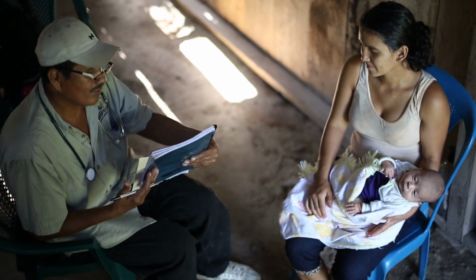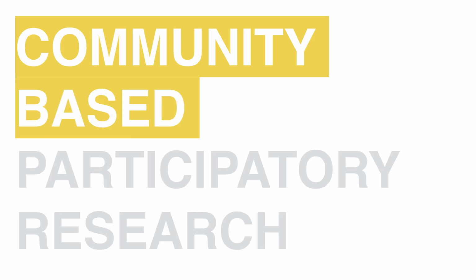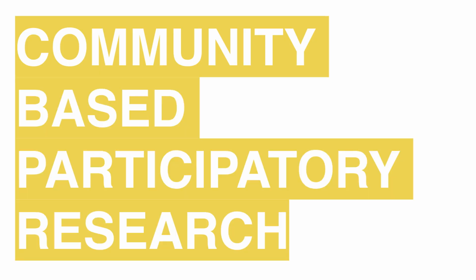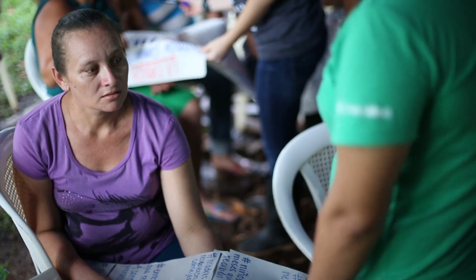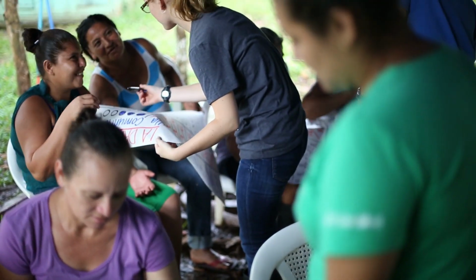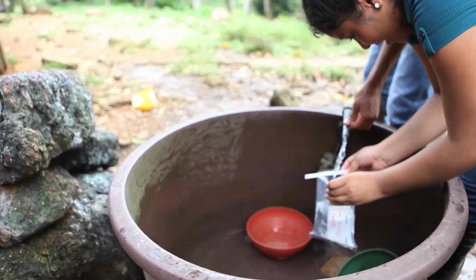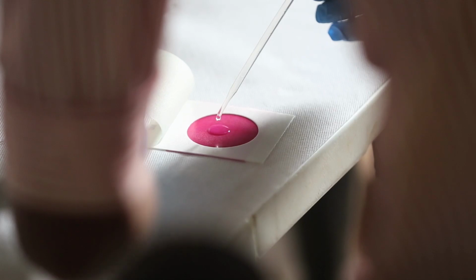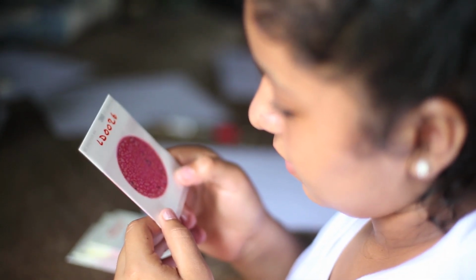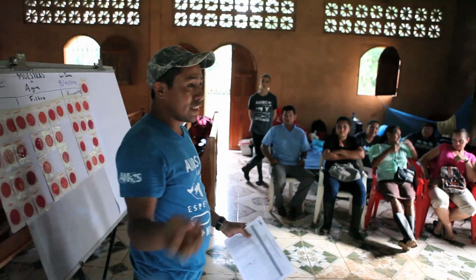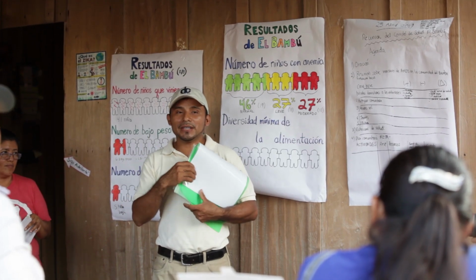So how does AMOS address health inequities? We use an approach called community-based participatory research, or CBPR. So why research? Research has great power because it generates knowledge, and that knowledge is power that can shape policies and programs. Traditional research often occurs in cities or in universities with professionals, yet the problems are in the communities. We need information and data from the community to make sure their voices are heard and that they are part of the solution.